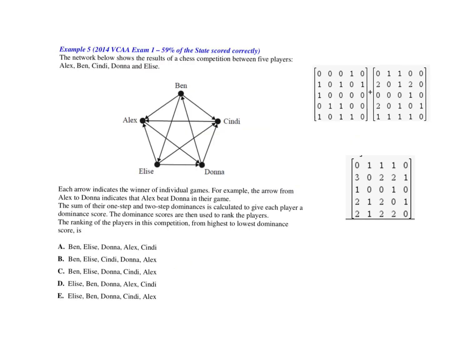All right, let's go for this next one. It says the network below shows the results of a chess competition between 5 players. Each arrow indicates the winner of an individual game, and they'll give an example. The sum of their 1 and 2 steps is calculated to give each player a dominance score, and the dominance scores are used to rank the players.